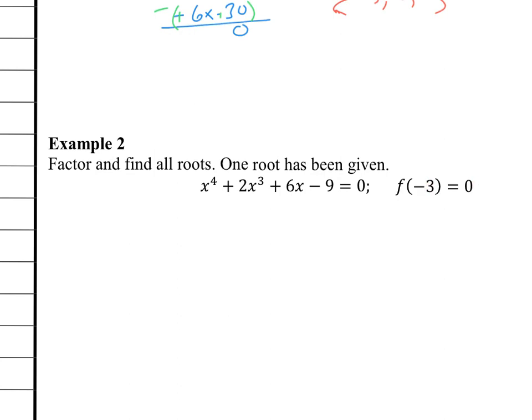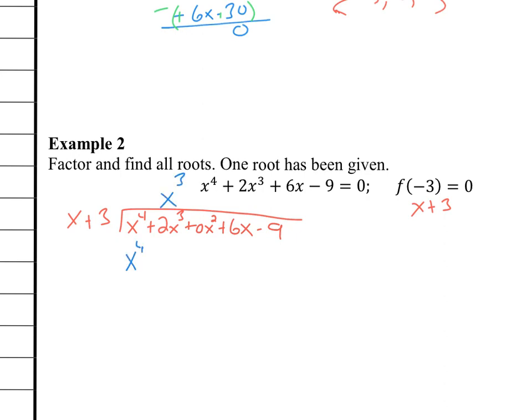So that means x plus 3 is your factor. So we're going to divide all that nastiness by x plus 3. Don't forget we're going to have the placeholder here of plus 0x squared plus 6x minus 9. Just makes things a little bit easier. Alright, so we get to the multiplying. We have to multiply to get to that x to the 4th, so we multiply the x by x to the 3rd. And that's going to give us x to the 4th plus 3x to the 3rd.